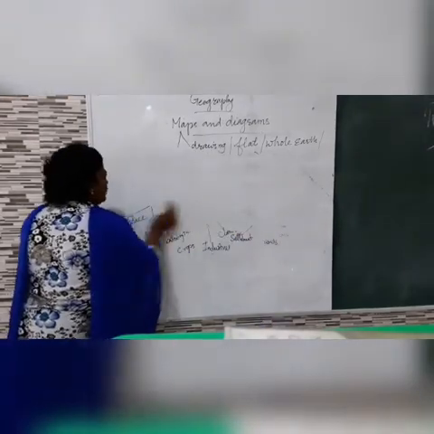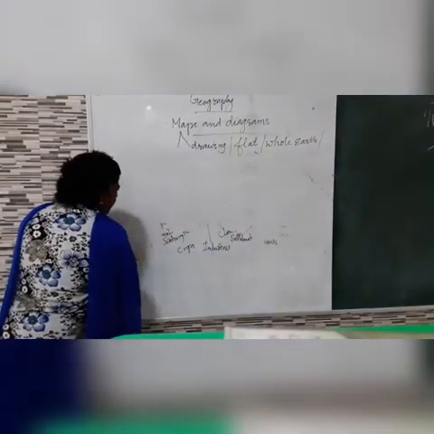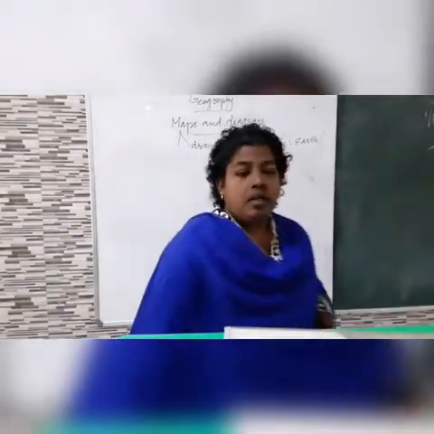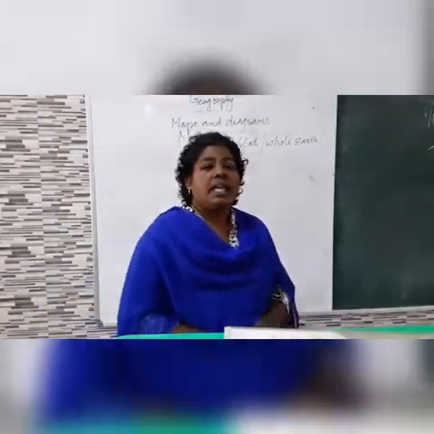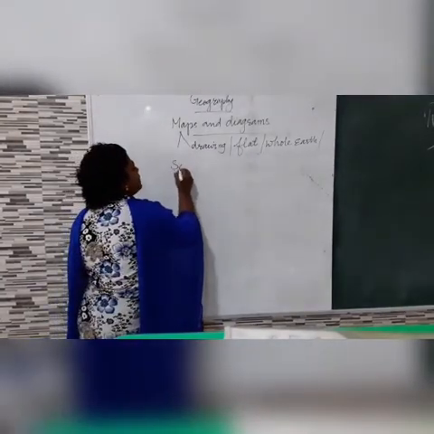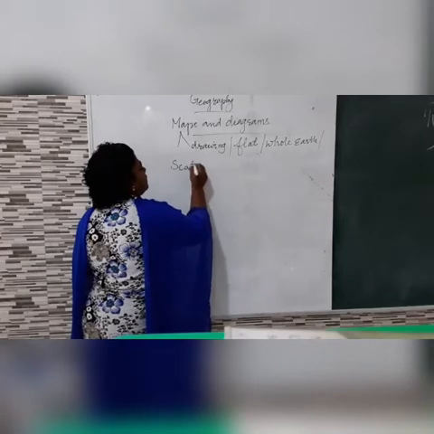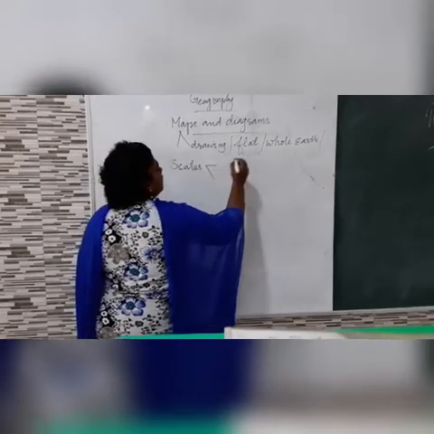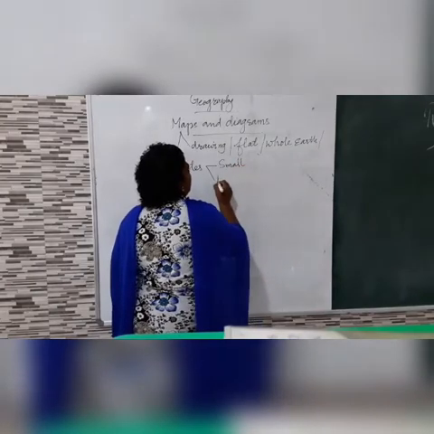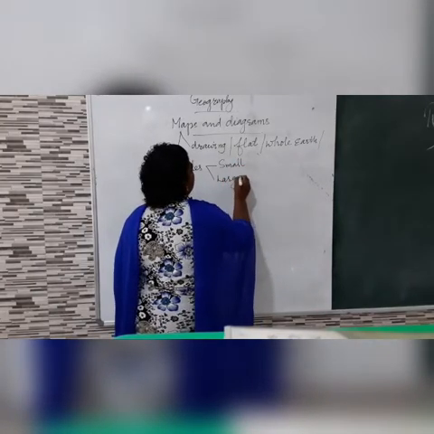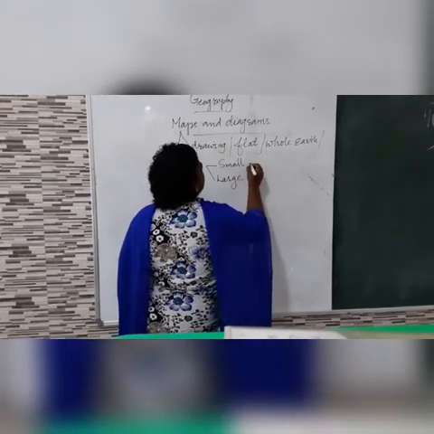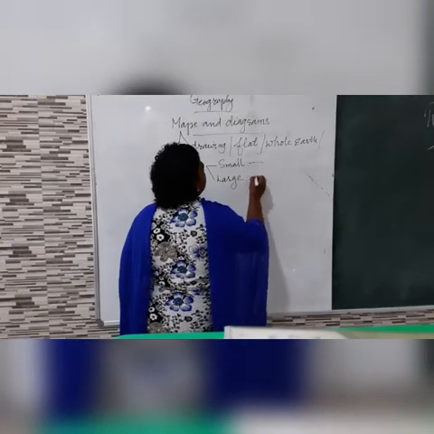There are two types of scales used in the map. Can you say what the two types of scales are? The two types of scales that are used in the maps are small scale and large scale. Small scale and large scale.